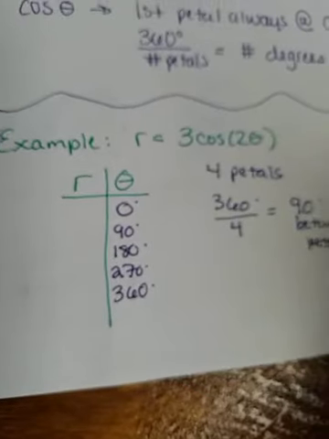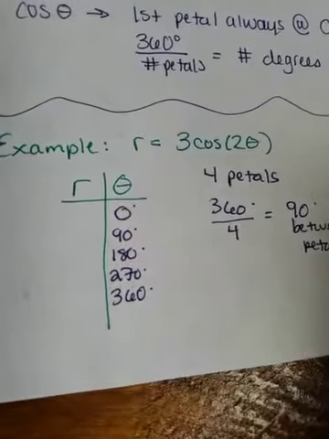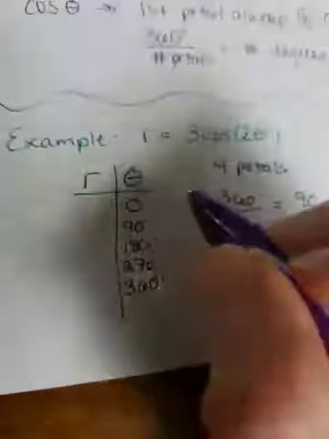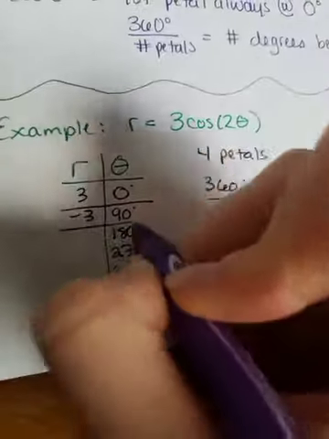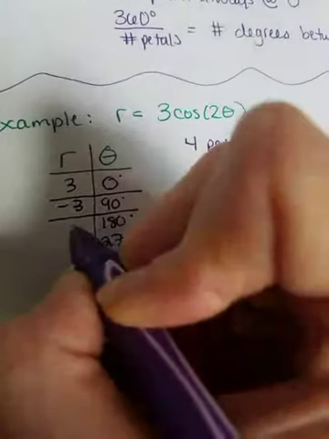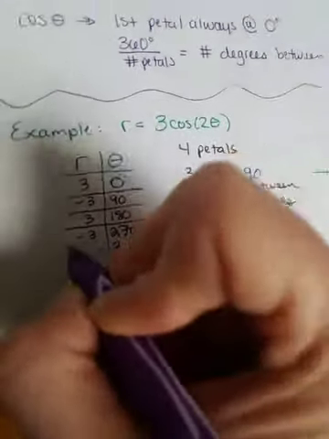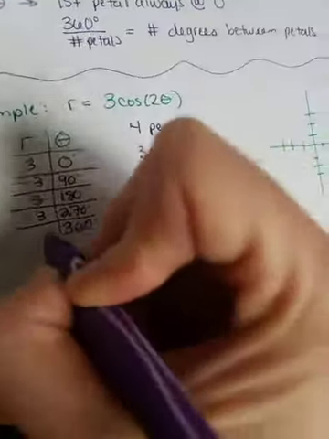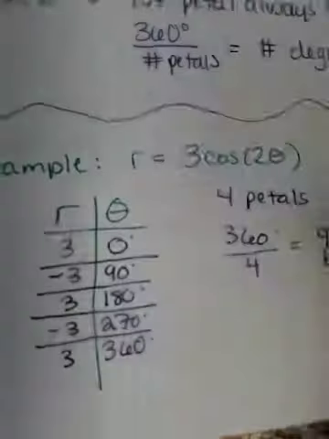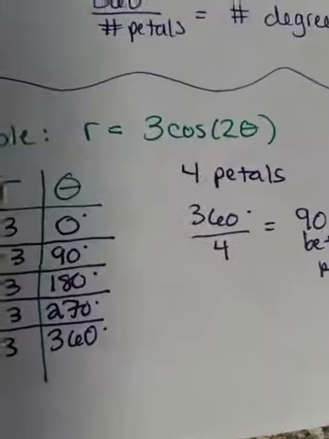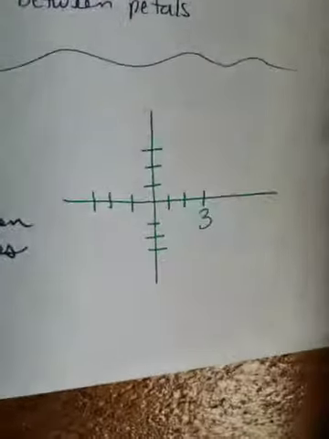So cosine of 2 times 0, that's the cosine of 0 degrees, times 3, that's going to be 3. 90 degrees, that's going to be negative 3. 180 is going to be 3. 270 is going to be negative 3, and 360 is going to be 3. Yes, you noticed the pattern. All right, so here we go. So 0 degrees is at 3.